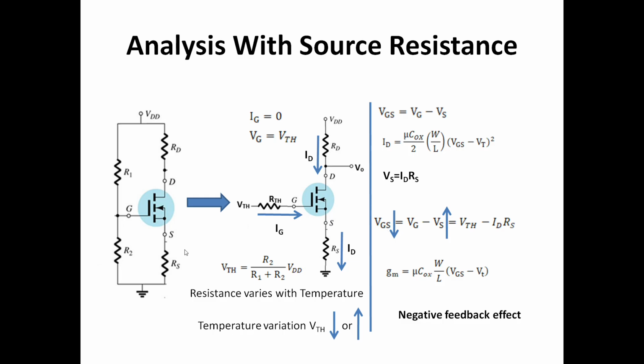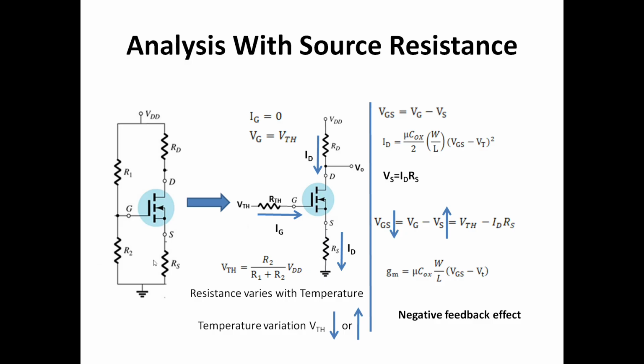Now if Vgs decreases, then what will happen? The current ID will decrease, so that the variation of drain current will be minimized. And in the same way, we know that transconductance is also dependent on VGS. Now as the variation of VGS is reduced by this RS, the variation of transconductance also reduces.